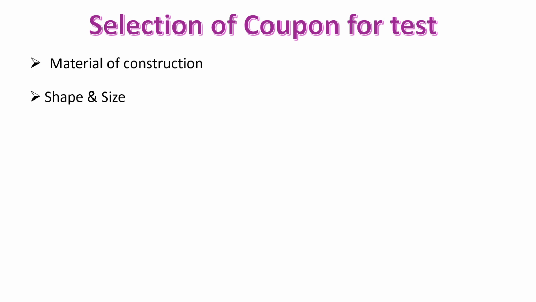Next is shape and size. The shape and size of the corrosion coupon should be chosen based on the geometry of the system, whether we have to monitor the corrosion rate in a cylindrical vessel, or inside the piping, or in the process area, not directly in the reaction vessels or anything. That depends on that.